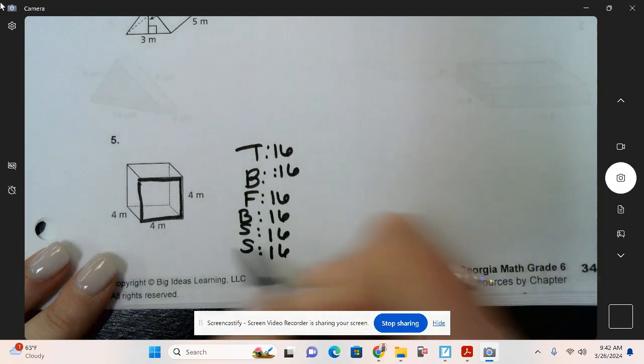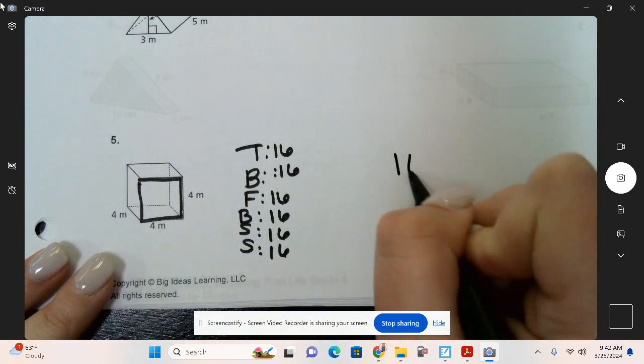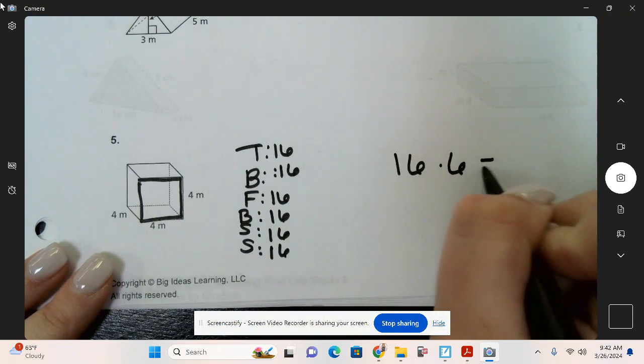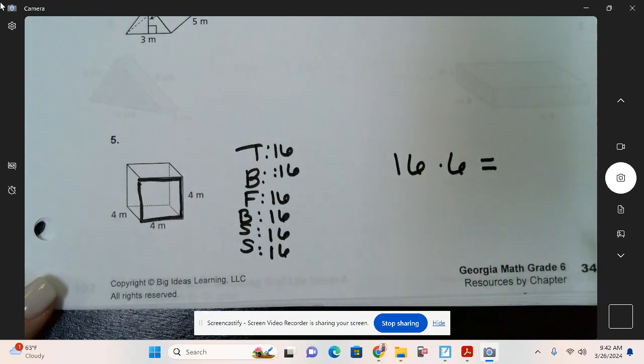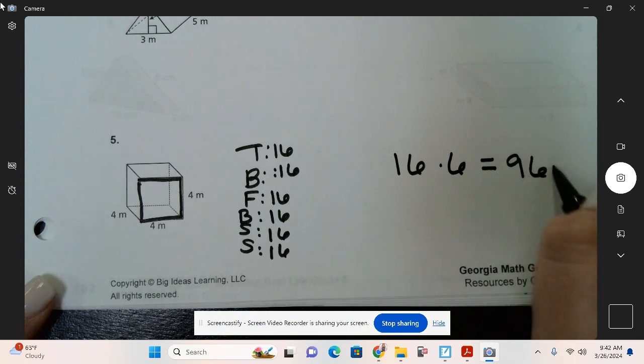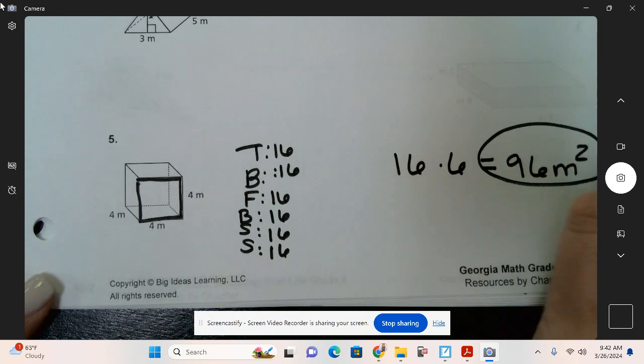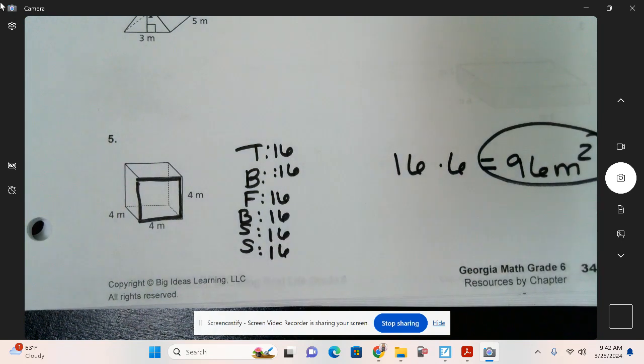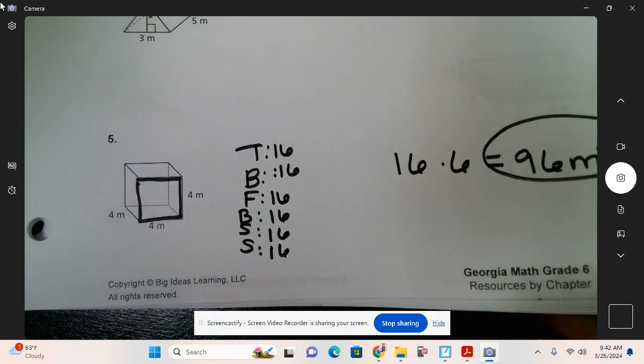And then you could just add it all up, or because there's 6 of them, you could do 16 times 6. So 96 meters squared. That one is faster. Okay. That's only if it's a cube. And how do we know it's a cube? If all the lengths that are shown like that are all the same. If they're all the same. Okay.